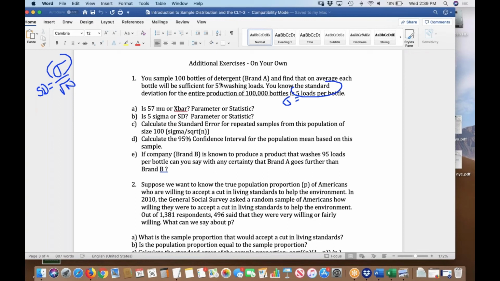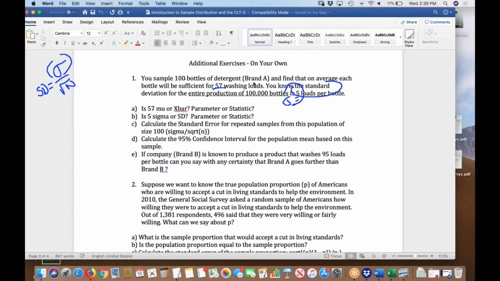So first of all, 57 loads. You take 100 bottles, you have somebody use them, and you give them to 100 families, and they report back how many loads they got out of each one of those bottles. You find that the average reported back for those 100 bottles was 57. And again, we know sigma is equal to 5. Okay, so 57, is that mu or x bar? Give me an opinion. Is that the population mean or is that the sample mean? It's a sample mean, right? You agree with me on that?